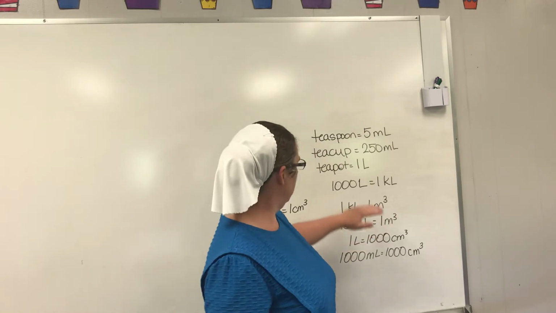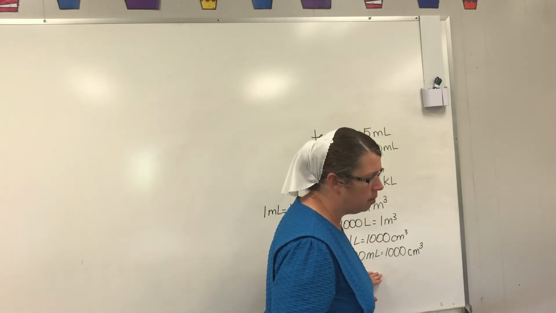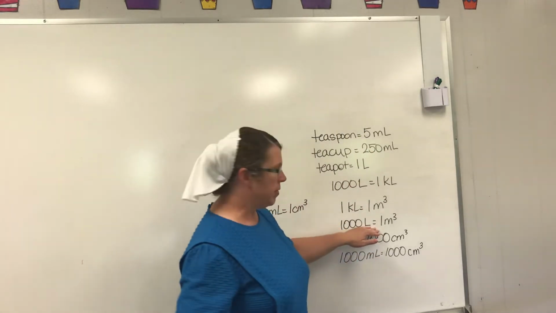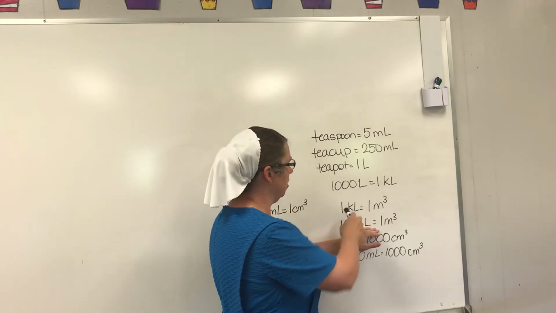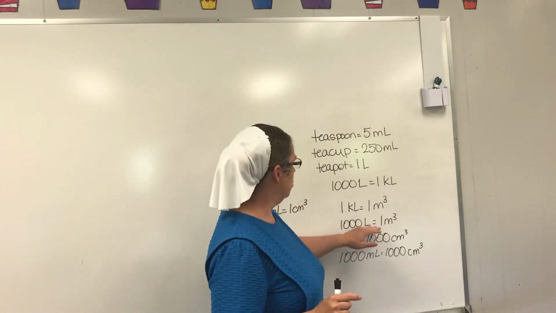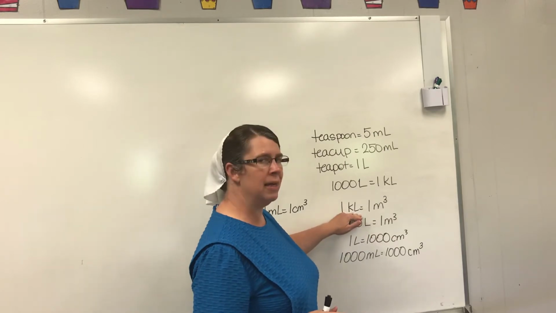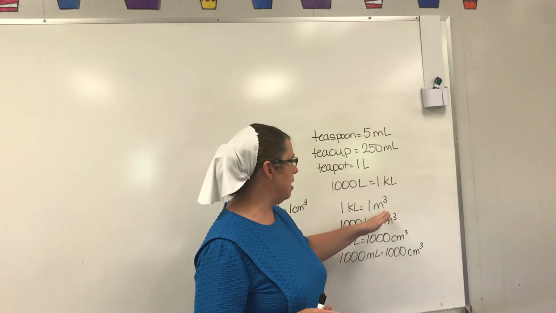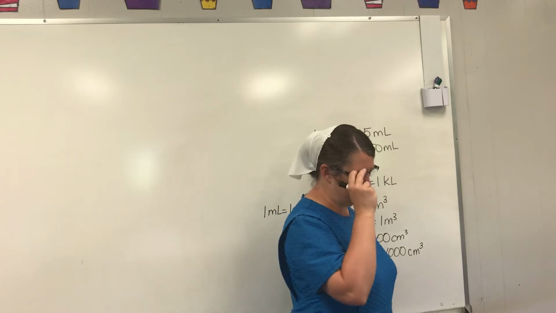Let's go to 1,000 liters. 1,000 liters, and then in parentheses they have 1 kiloliter. So that means these guys are the same thing. 1,000 liters or 1 kiloliter is the same thing, and they equal 1 meter cubed.